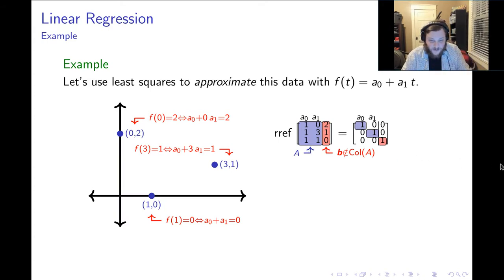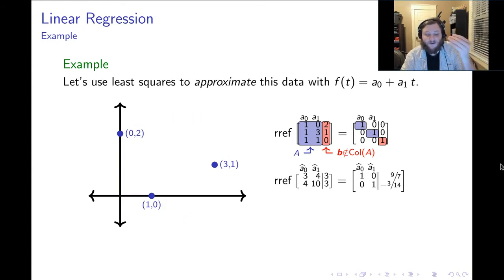So what do we do in this situation? We have an inconsistent system, so let's replace it with the least squares version of the system. The least squares version has the Gramian of A as the coefficient matrix, and in this case, that's the matrix with columns (3, 4) and (4, 10). And then instead of b, (2, 1, 0), we look at A transpose times b, which happens to be the vector (3, 3). When I row reduce the least squares system, I do get a consistent system.